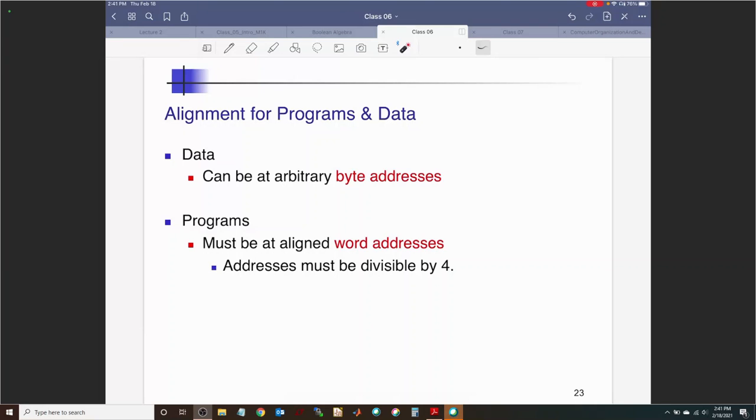We are going to make sure that the instructions which make up a program are word addressable and aligned word by word. In this case, the address has to be divisible by 4 because it's going to do 32 bits at a time. So in other words, data can start and end within a word. However, for instructions, you start at the start of the word and you end at the end of the word. That will make up your 32 bits.